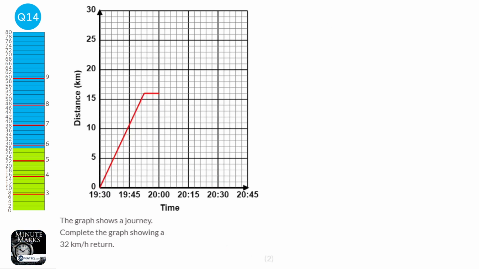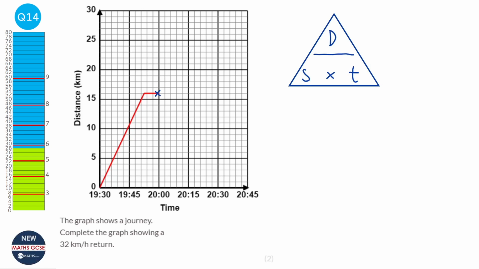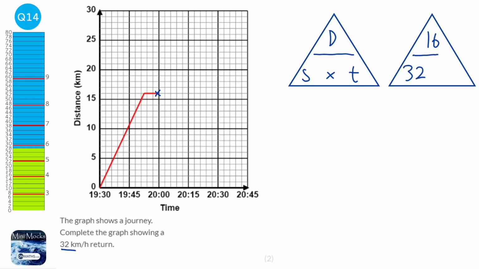It's important to remember our speed, distance, time triangle. So we've got speed equals distance over time. And here we are given a distance because from here we're 16 kilometres away from home. So the distance, let's just draw another triangle, the distance will be 16. And we're told that the speed is 32 kilometres per hour. So the speed is 32. So to find the time, we're going to do 16 divided by 32. So the time is half an hour.